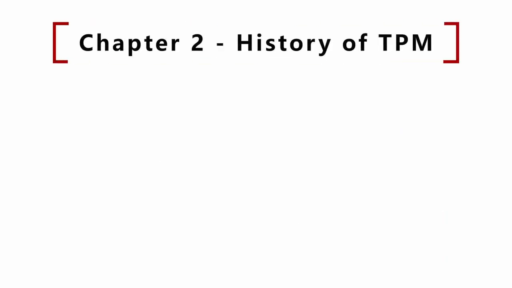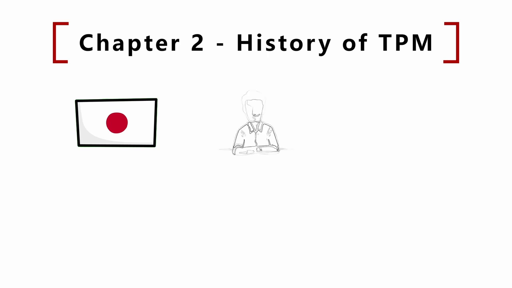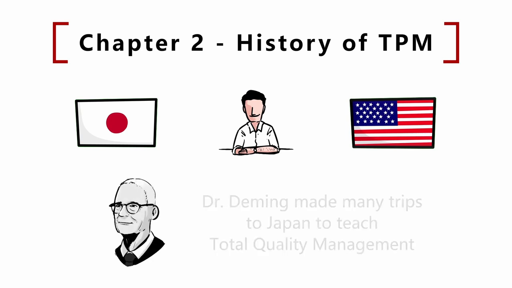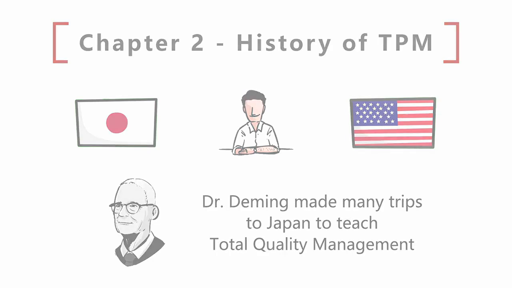Chapter 2. The history of the TPM. The TPM is a methodology born in Japan. After the Second World War, the Japanese industry was devastated, and the industrial leaders, to start again, began to adopt the American philosophies of quality management and quality control. It is history that Dr. Deming made many trips to Japan to teach total quality management.